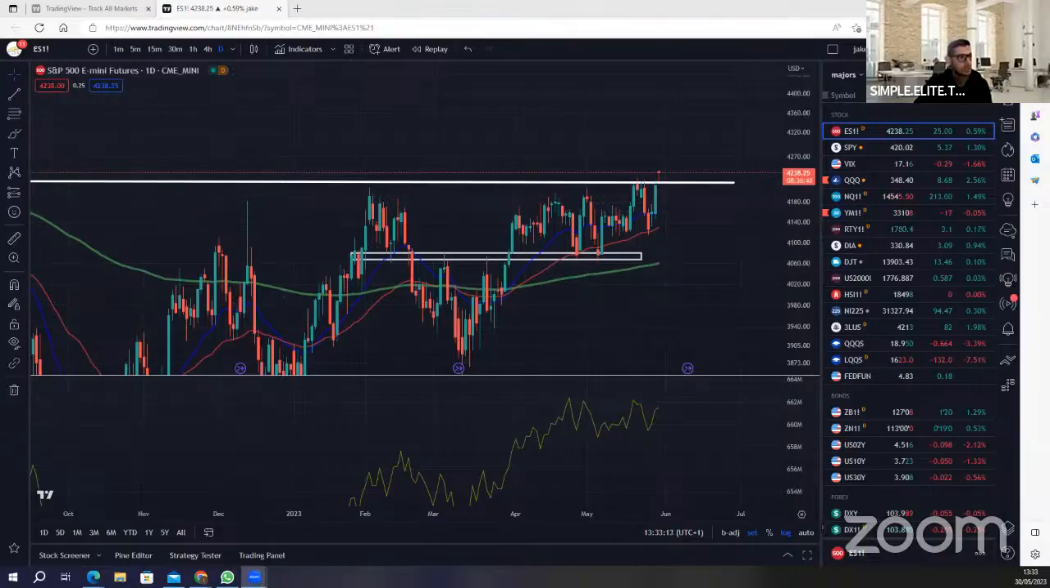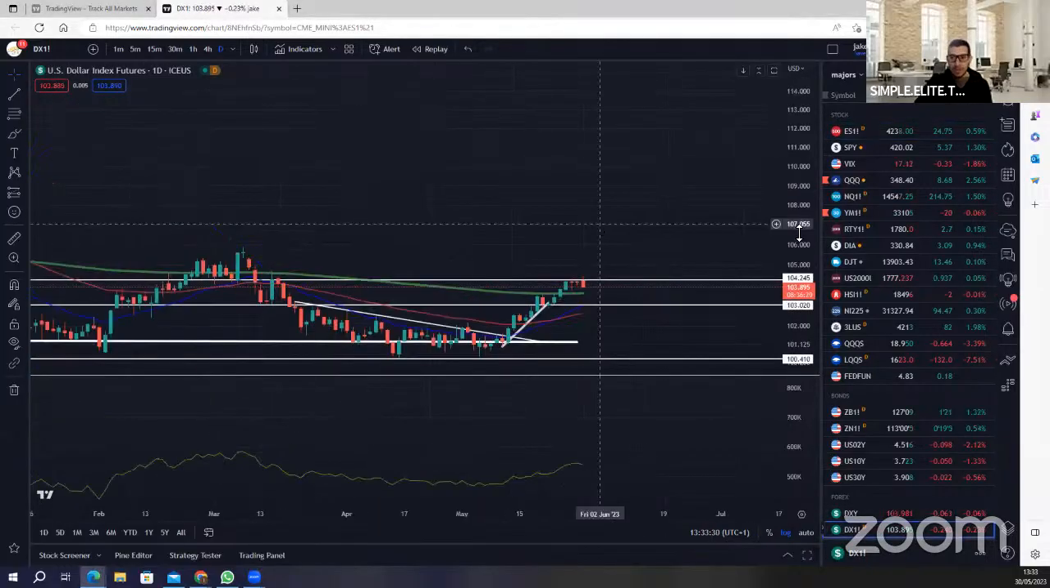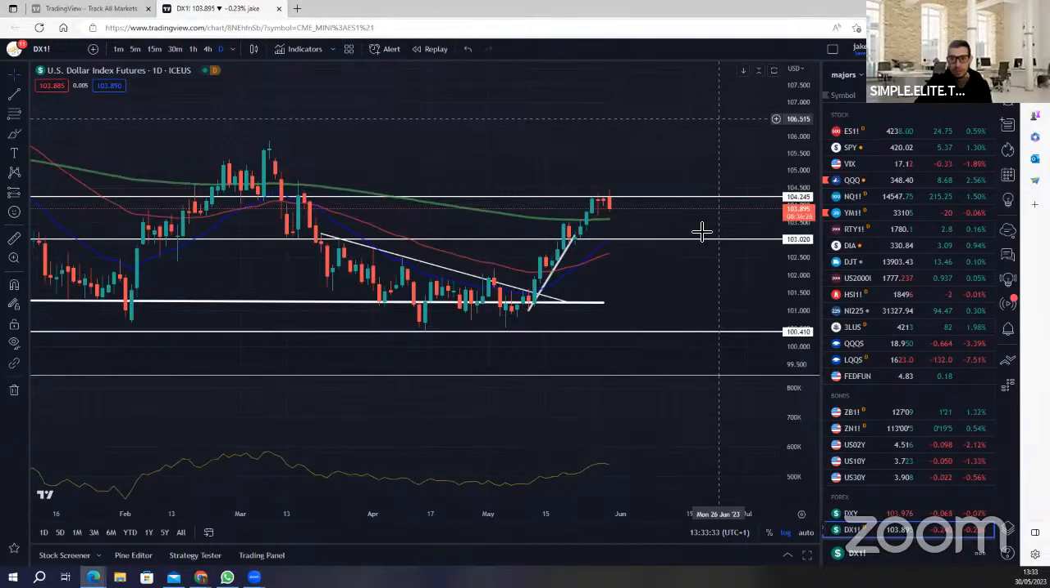Also, because of the dollar index, we had some short positions last week on the euro dollar. But I think now the dollar needs some pullback. So let me bring the chart now. It's heading to a resistance level, this is the 104.20 area.